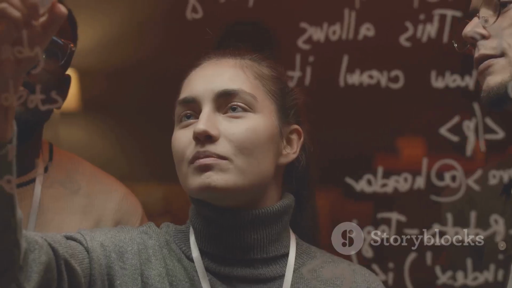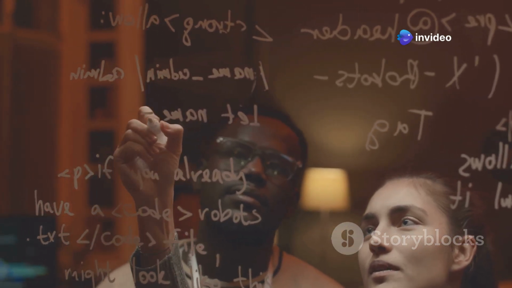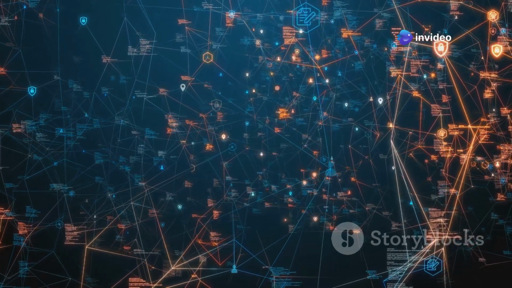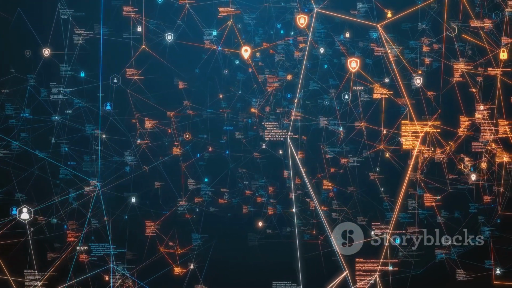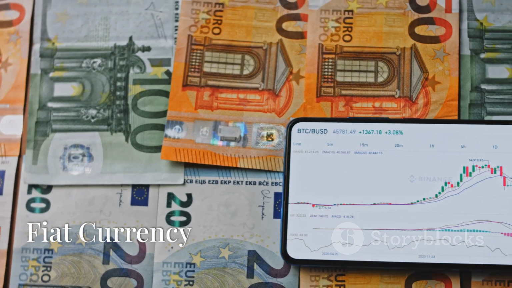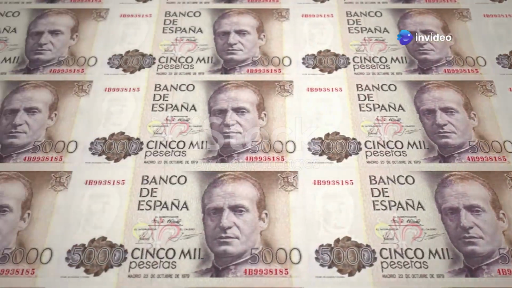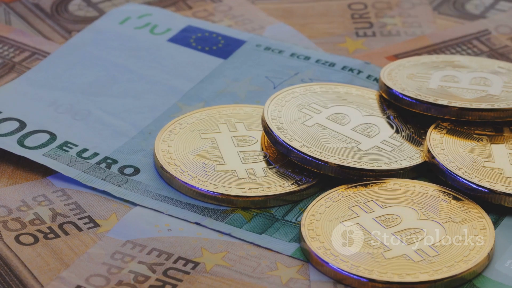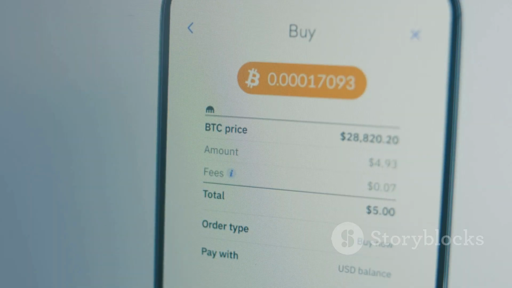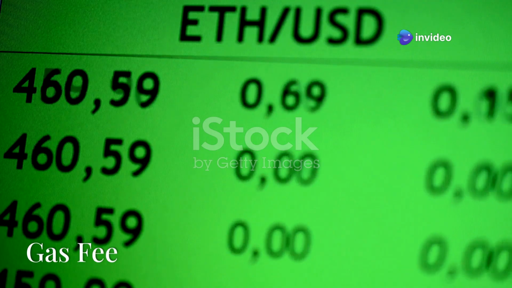Smart contract. A smart contract is a self-executing contract with the terms directly written into code on the blockchain. They automatically enforce and execute agreements when predefined conditions are met, enabling trustless transactions. Fiat currency. Fiat currency refers to government-issued money that is not backed by a physical commodity like gold or silver. Examples include the US dollar and the euro. In crypto contexts, fiat currencies are often converted into cryptocurrencies for trading.